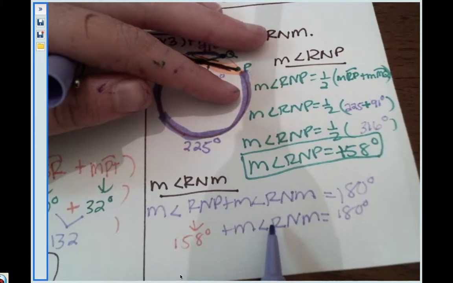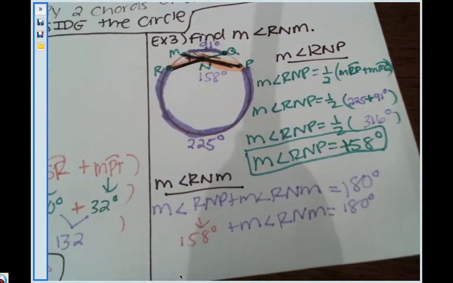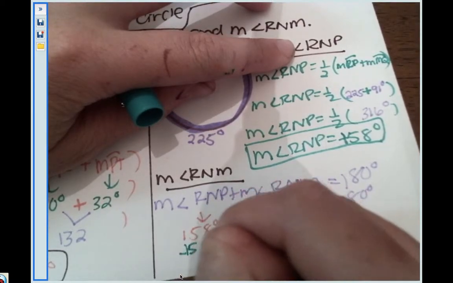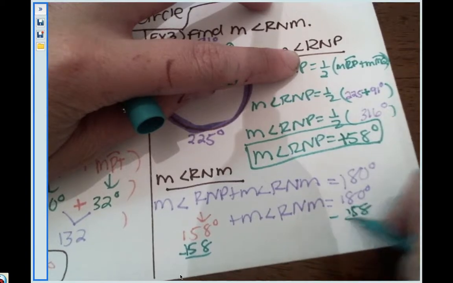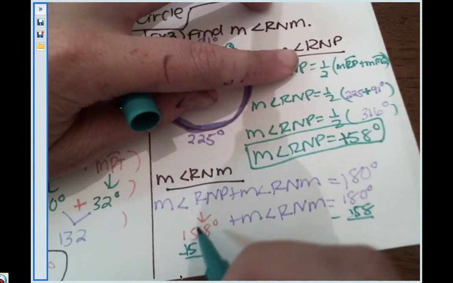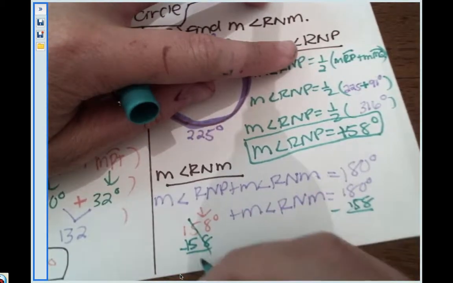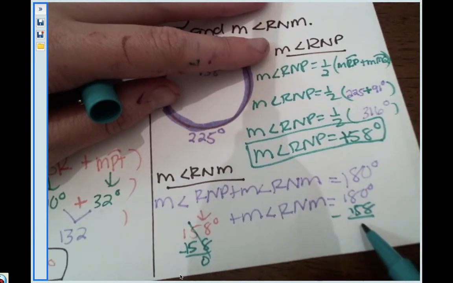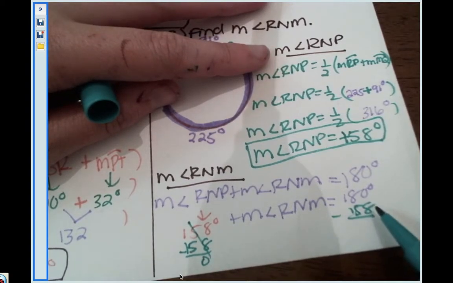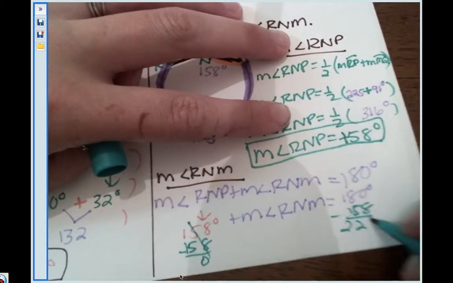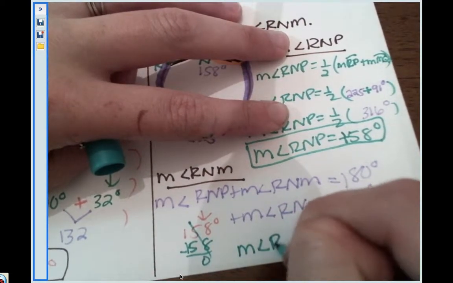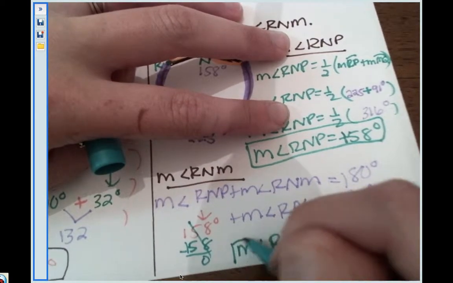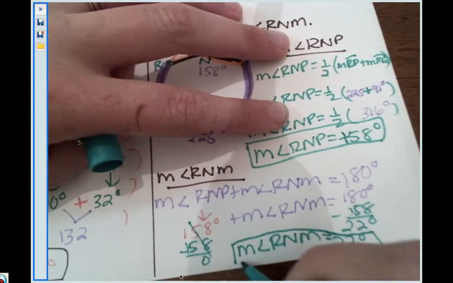All right, let's get this by itself. How do I move 158 to the other side? Oh man, you guys are correct. You do subtract 158 from both sides. 158 minus 158 cancels and turns to 0. And then 180 minus 158, well, 180 minus 160 is 20 degrees. Add 2 more is 22 degrees. So I'm kind of out of room, but the measure of angle RNM equals 22 degrees. Insane, I know.